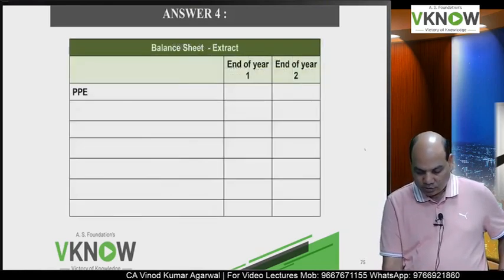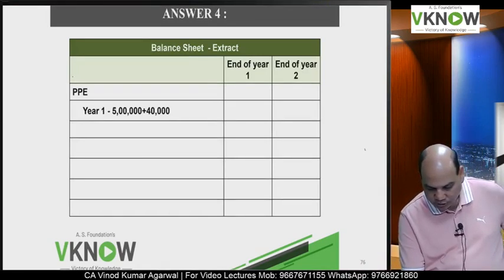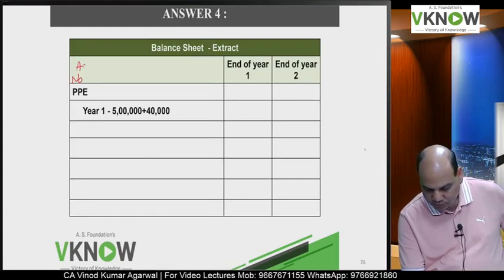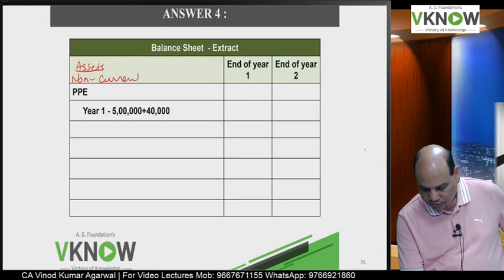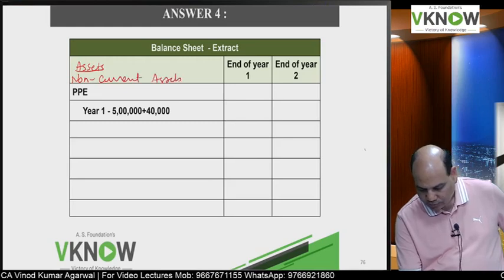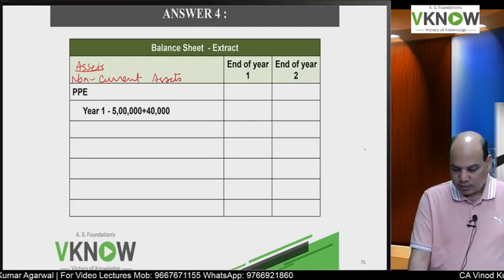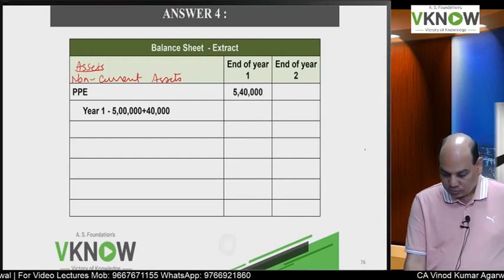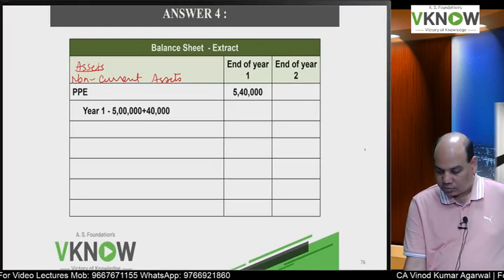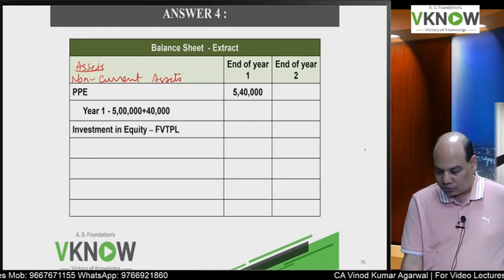Now prepare the balance sheet. Balance sheet extract, write down. First you write here the non-current asset side. Non-current assets. Under that write down PPE. In the first year PP will be 5 lakh plus 40,000. Is it 5 lakh 40,000? Anybody? Second year? We have sold. So the answer is 0.